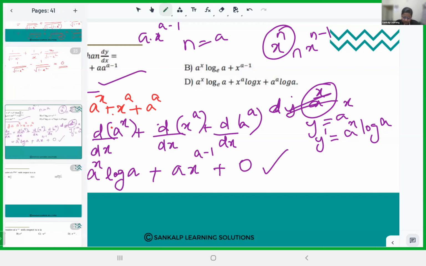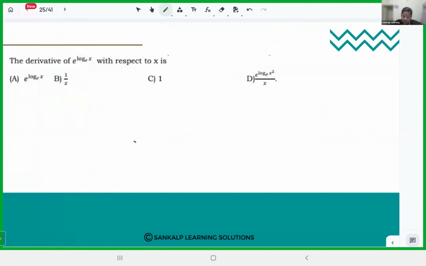Alright. Now we are moving on to the next question. The derivative of e raised to log x to the base e with respect to x. Okay, so to the base e means it is natural logarithmic function, right? If it is base 10, then it is a common logarithmic function. Okay, so here it is given e raised to log x to the base e. We know the property of the exponential and logarithmic function, that e raised to log x is nothing but x itself.